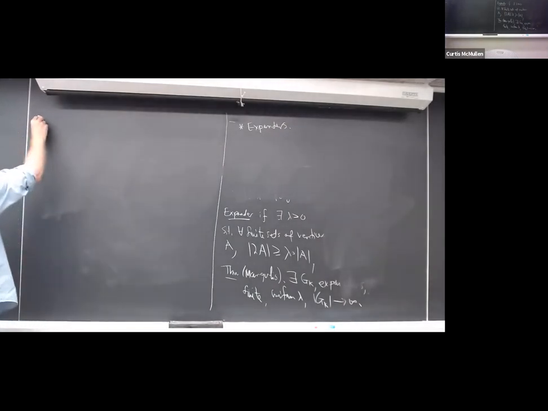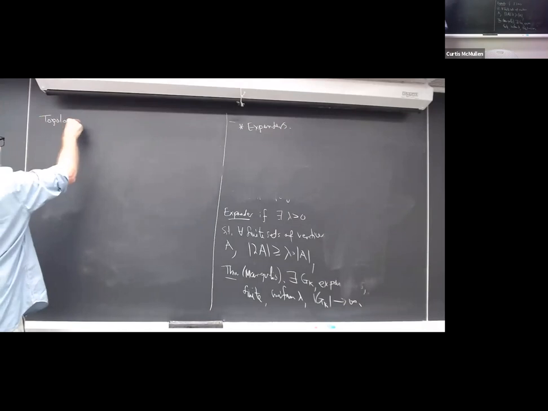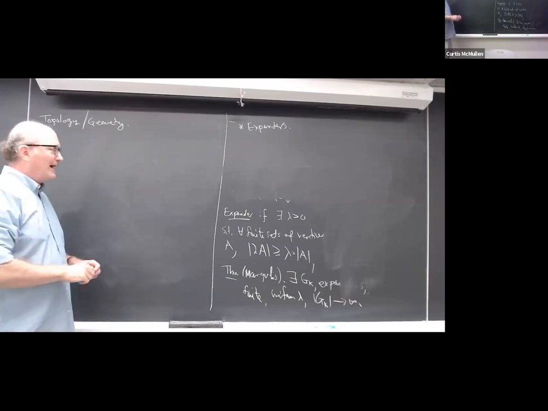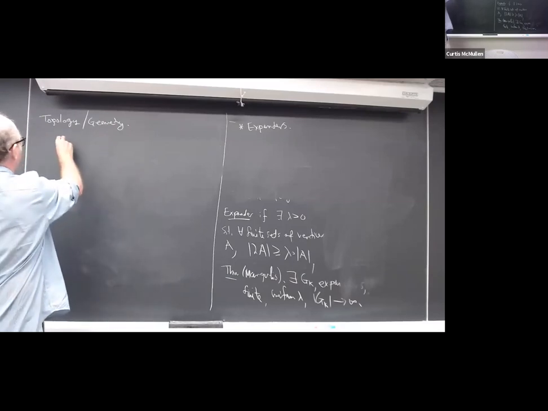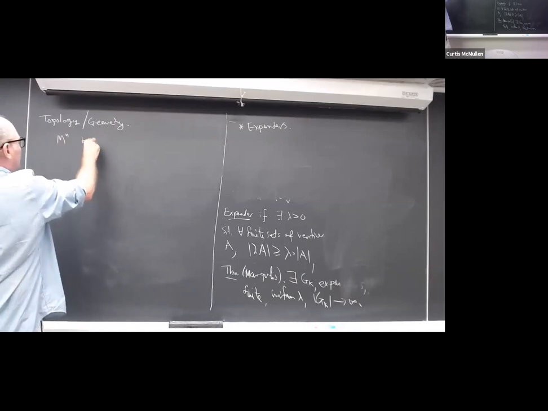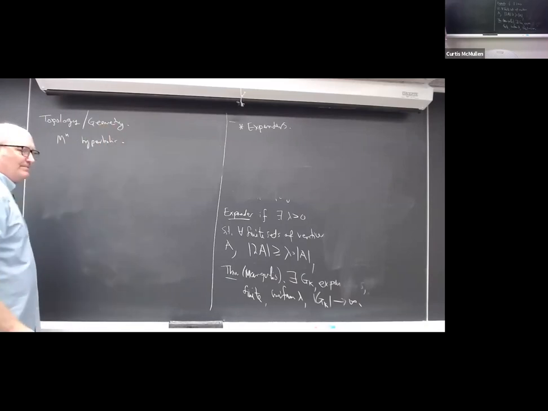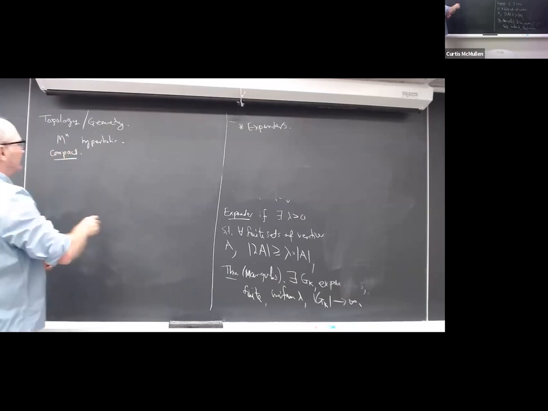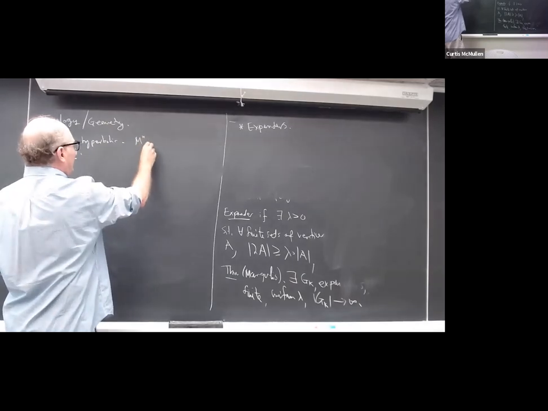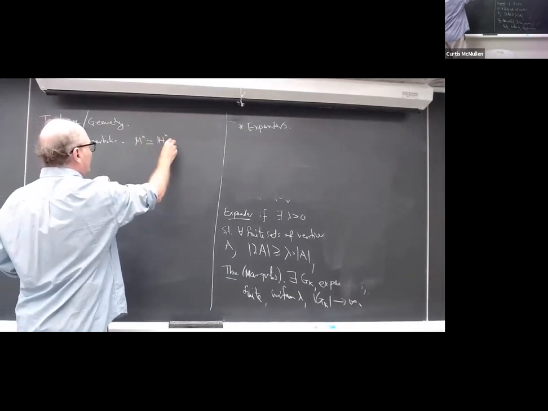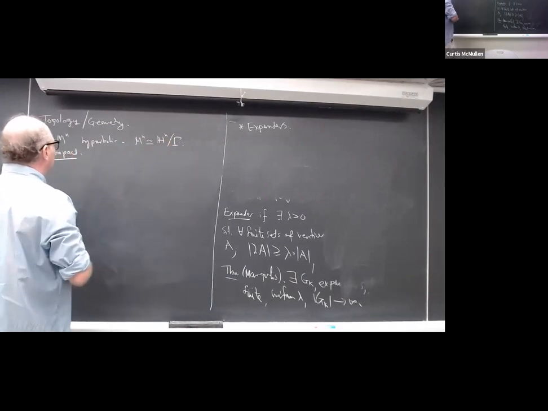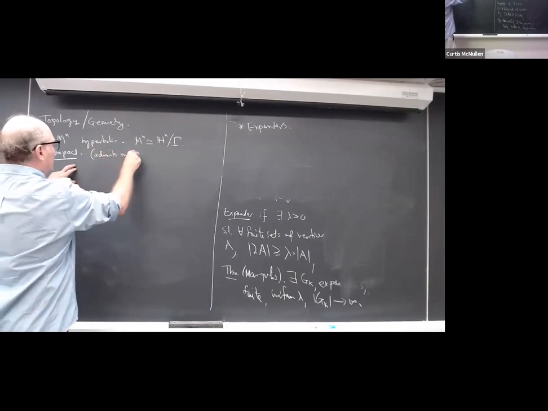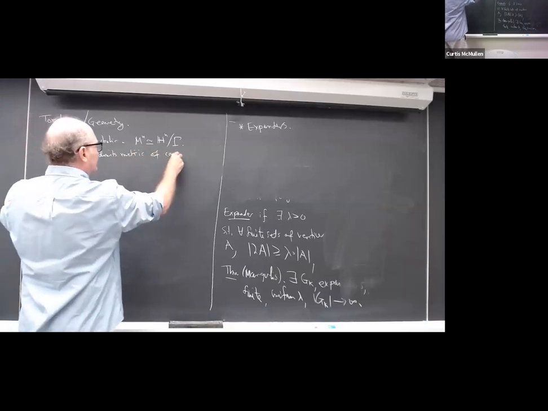So in topology or geometry, these two fields are very closely linked in dimensions 2 and 3. We have the notion of a hyperbolic n-manifold. Let's say for the moment that M is a compact manifold. And then we say it's hyperbolic if M^n is isomorphic to the quotient of hyperbolic n-space by the action of a group of isometries. So this is equivalent to saying it admits a metric of constant negative curvature.